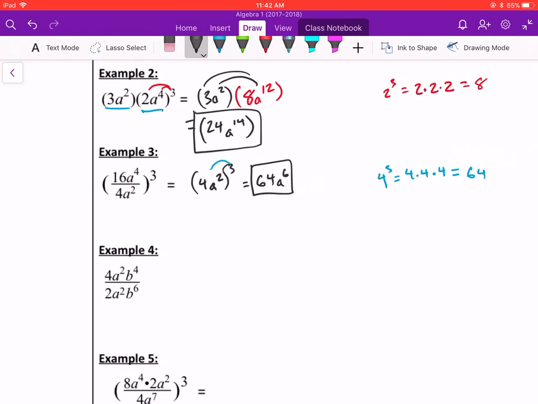Let's do example 4. All right, so now we've got dividing. Looks like we've got dividing and multiplying, maybe. We'll figure it out. Well, let's look, dividing, definitely. So let's divide first. 4 divided by 2, just the numbers. Would give you 2.